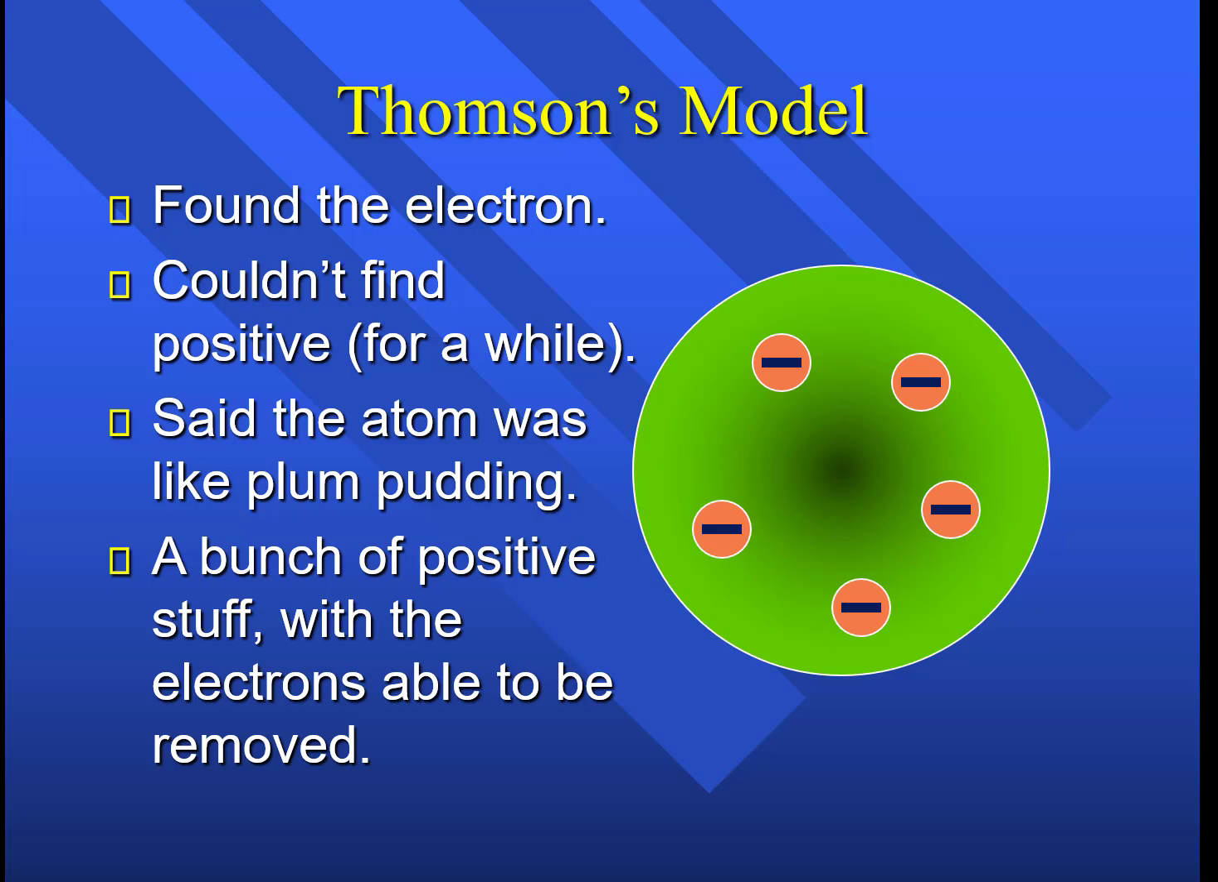So he knew there had to be some positive around, but there were negative pieces. So he said the positive is one big lump of stuff with negative pieces stuck into it. That is Thomson's model. They called it plum pudding because it was like raisin bread. We would have called it the chocolate chip cookie dough model, where the dough is positive and the chocolate chips are negative. And that's why you get the negative pieces to fly, but not the positive pieces. Okay? So that's where we left off.